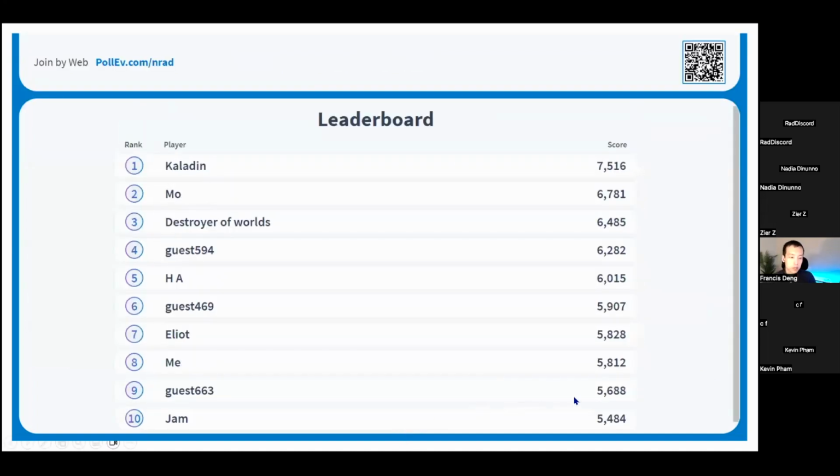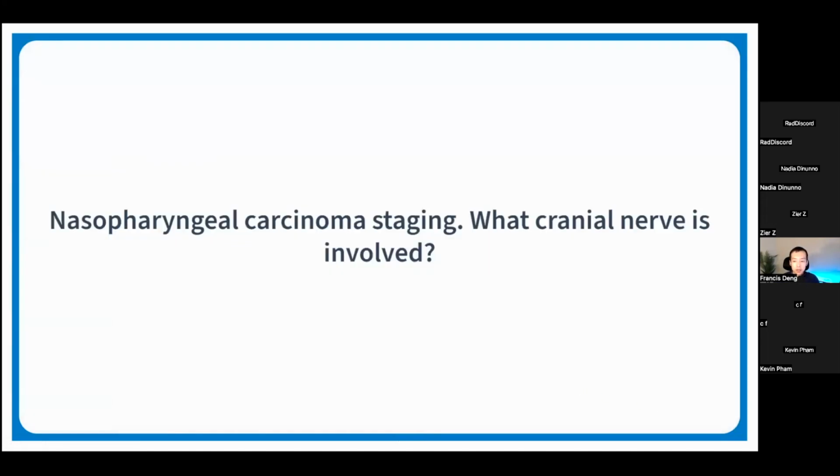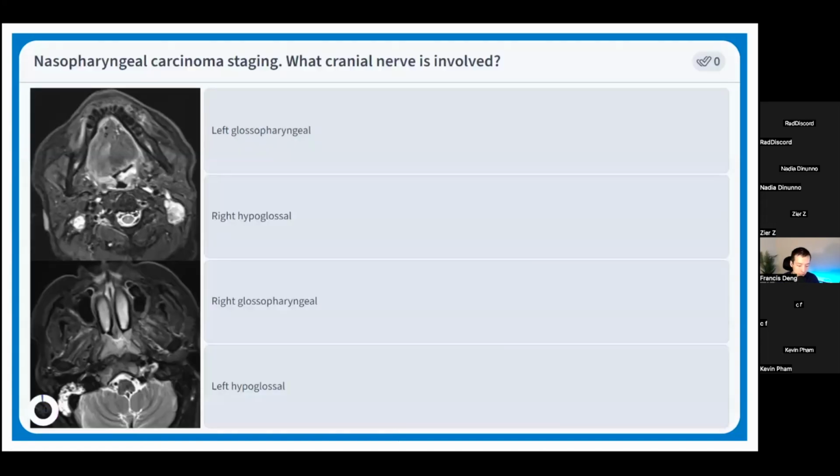All right, so we have some shuffling of the leaders. Caledon is number 1 now. So this patient presented for nasopharyngeal carcinoma staging. What cranial nerve is involved? Again, you're being asked to infer which cranial nerve has been injured or is potentially invaded by the mass.